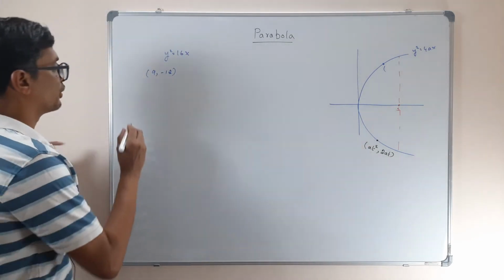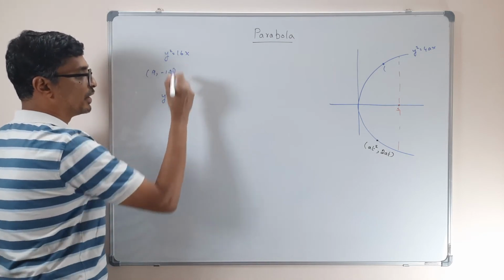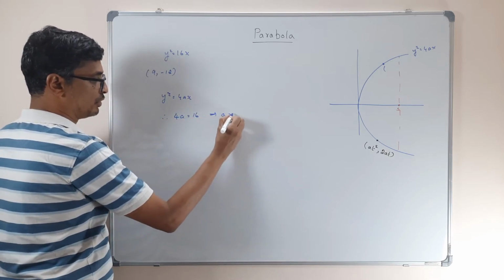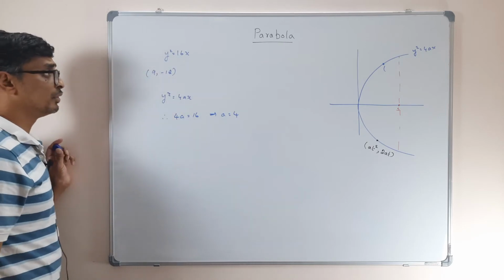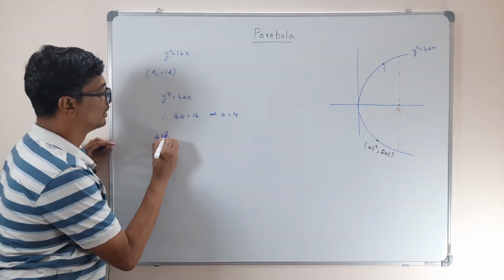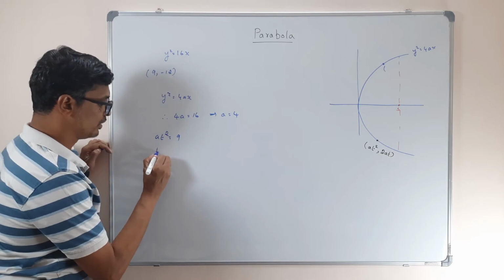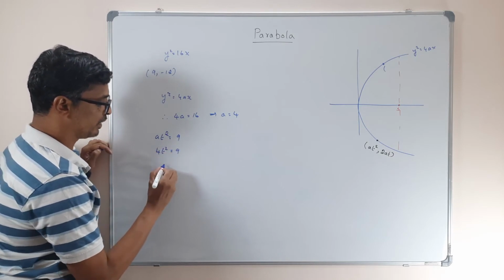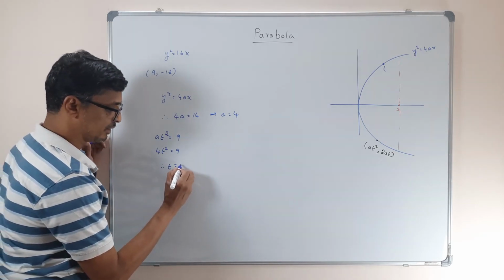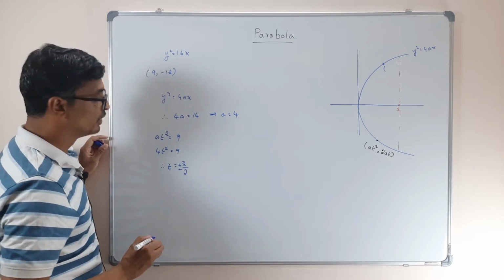Correct? So the general equation of parabola is what? We have y square equal to 4ax. In comparison, therefore, we have 4a equal to 16, a equal to 4. Okay. So now tell me, what is that? at square will be 9. And a is equal to 4, right? 4t square equal to 9. Therefore, t is equal to root of 9 by 4, that is 3 by 2 plus minus. Am I right?